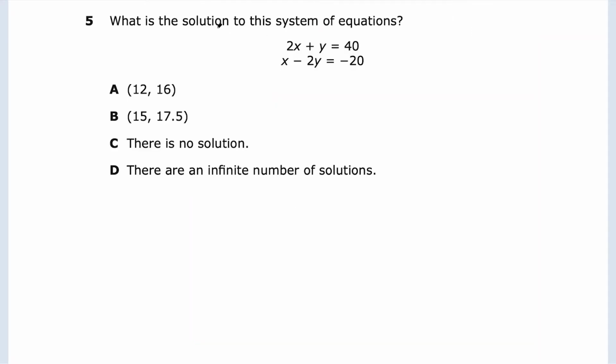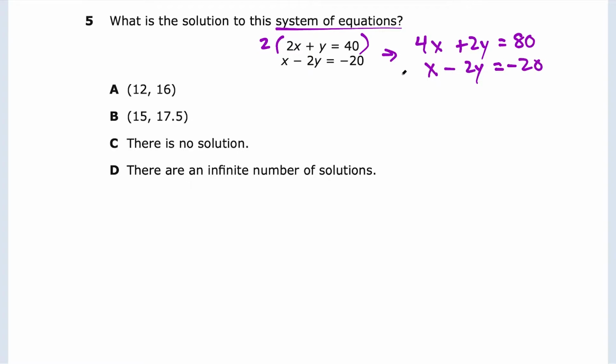Question 5, we want to know what is the solution to the system of equations, and we could solve this by using elimination. So what I'm going to do is I'm going to multiply everything in the top equation by 2. And the reason I'm doing this, I'm going to have 2 times 2x is 4x, and we're going to have 2 times y is 2y. And now we have 2 times 40 is 80, but the reason I chose to multiply the top one by 2 is notice when we rewrite the bottom one, that the y variables have matching coefficients with an opposite sign in front.